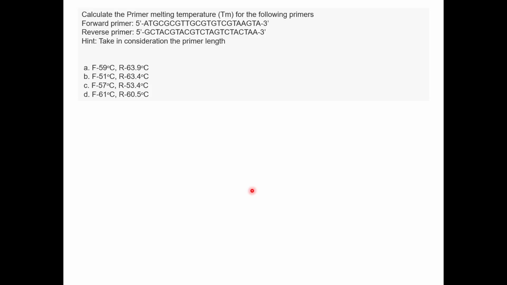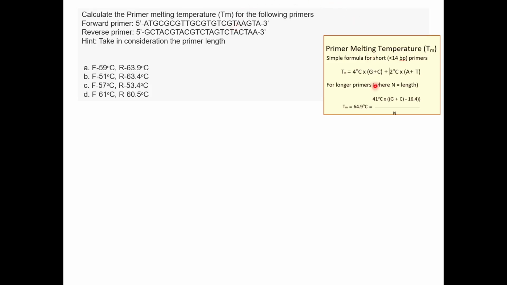Next is calculation of melting temperature. So how to calculate the melting temperature? They have also given a hint here, that is, we have to take into consideration the primer length. As we can see, the primer length exceeds 14 base pairs. So there are two ways you can calculate melting temperature of primers. If the base pair count is less than 14, you can directly go with the usual melting temperature formula, which is 4 degrees into G plus C and 2 degrees into A plus T. This should give you an approximate value if the primers are small.